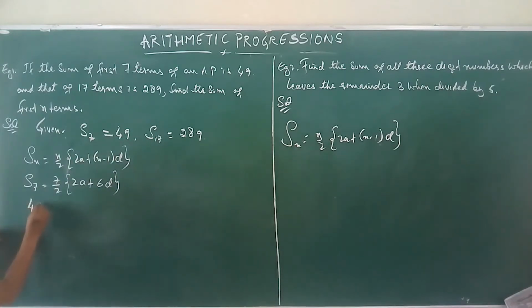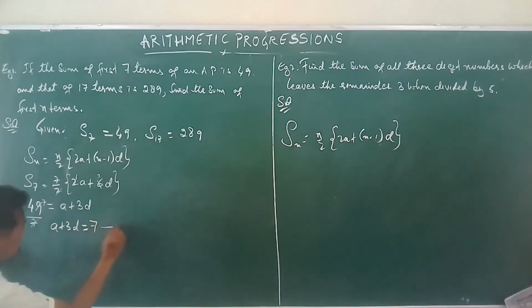So take here 49, which is equal to 7 by 2 times (2a plus 6d). What you are going to do is just cancel here. 2 ones are 2, 2 threes are 6. And what is left? Again here 7, if you transfer to the denominator, and 7 transfer here. So it left a plus 3d. 7 ones are 7, 7 sevens are 49. So the actual formula is a plus 3d, which is equal to 7. So this is your first equation.